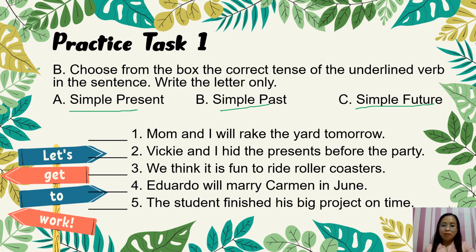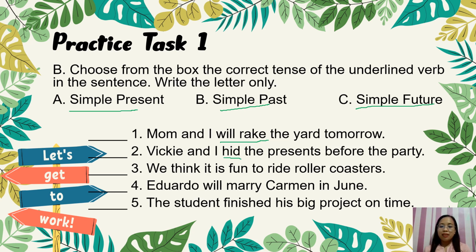Okay? Like number 1, Mom and I will rake the yard tomorrow. Dito yung verb. Yung will rake. Okay, ano siya? Nasaan siya? Simple present, simple past, or simple future? So, just write the letter here. Okay? Number 2, Vicky and I hid the presents before the party. Nandiyan yung verb, yung word na hid.